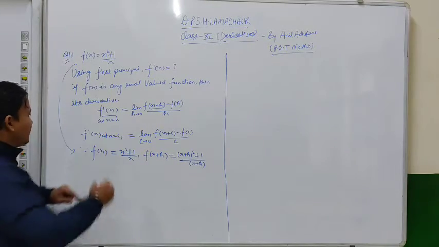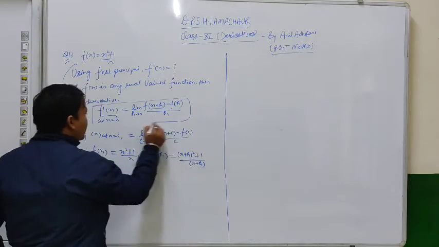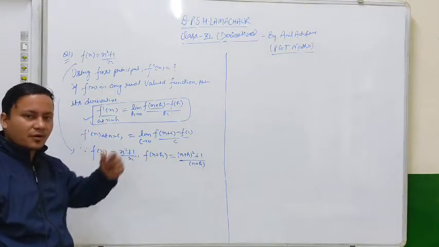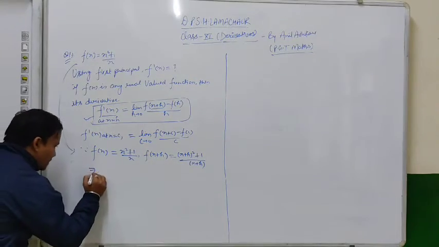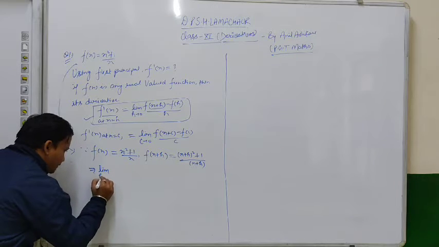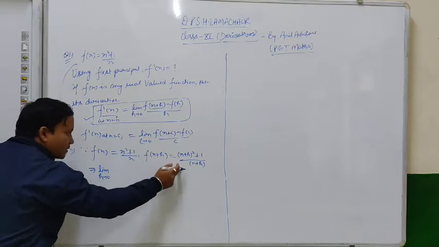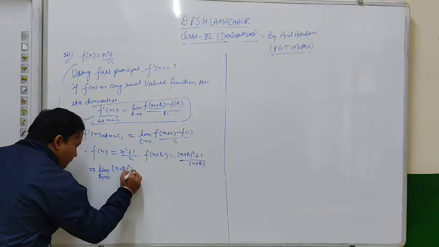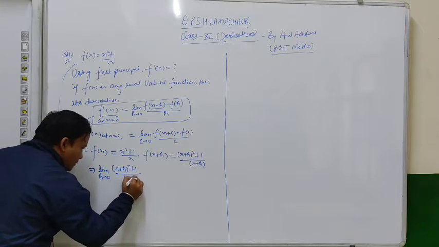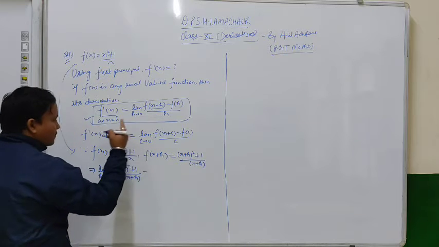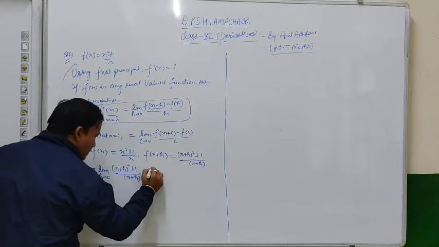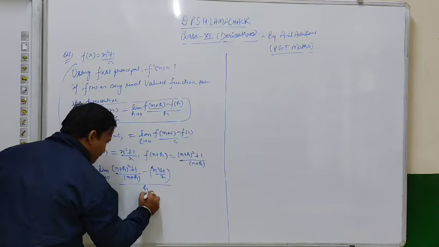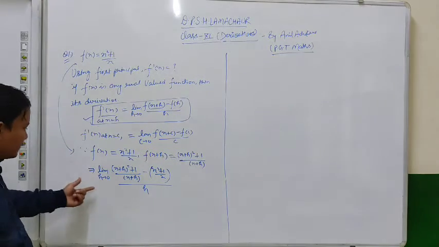Now this is the formula for finding the derivative using the first principle. Substitute all these values in the formula. So this will be limit h tends to 0 of f of x plus h, whose value is x plus h whole square plus 1 upon x plus h, minus f of x, whose value is x square plus 1 upon x, okay, divided by h. Now solve this and then apply the limit.